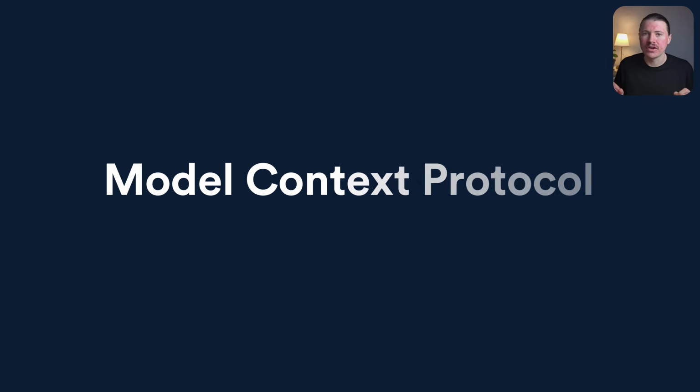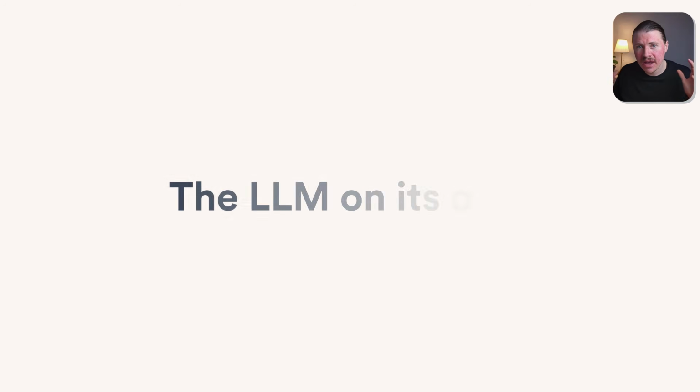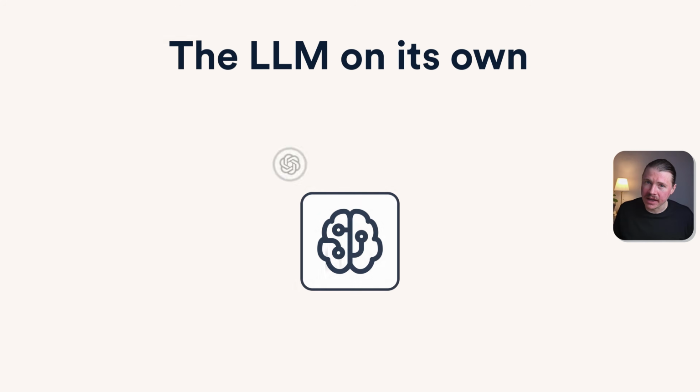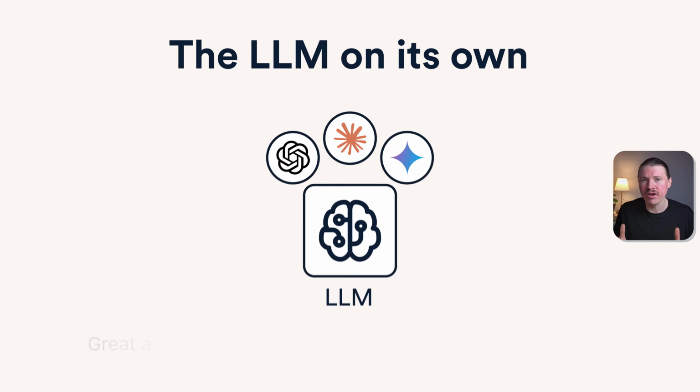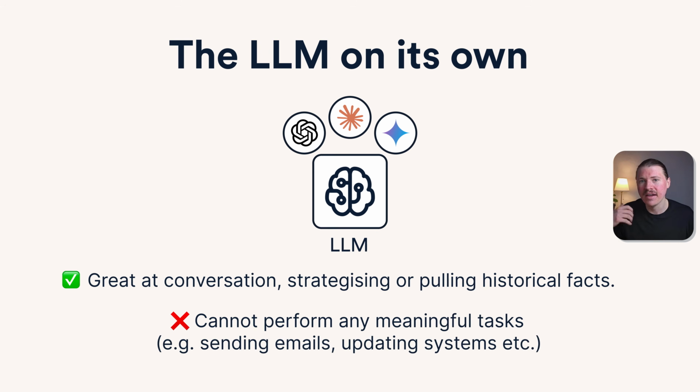MCP stands for Model Context Protocol, and it's simply a way for AI models like ChatGPT, Gemini, or Claude to communicate with external tools. See, when you have a large language model, an LLM like ChatGPT on its own, it's great at conversation, strategizing, pulling historical facts. But when you actually ask it to perform some meaningful tasks like sending an email or updating your tasks list, it will say, sorry, I can't do that.